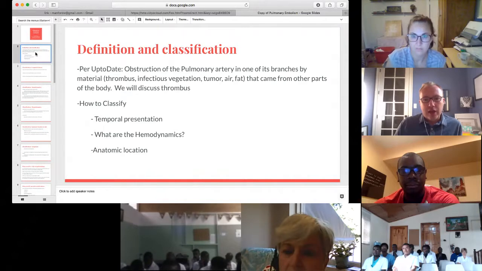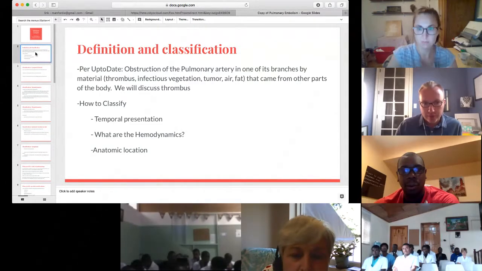But it also can be infectious vegetation, tumor, air, or fat emboli can actually cause a pulmonary embolism as well.